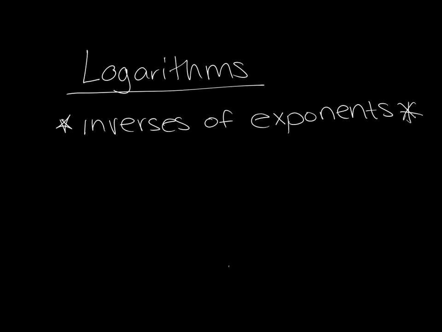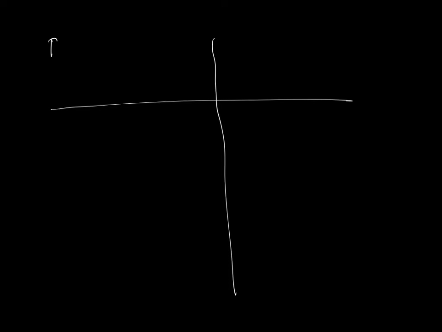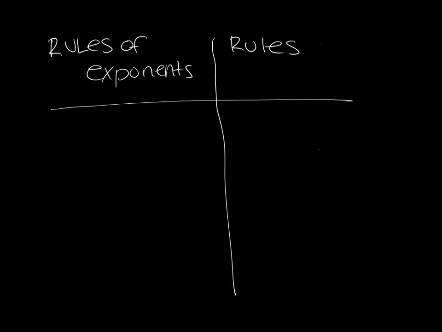So on the next page, create a table on your paper. And on this table, you're going to have, on one side, the rules of exponents. And on the right side, you're going to have the rules of logarithms. So what we're going to do is compare. I'm going to go through the rules, and then I'm going to do a couple examples, and then I am done with notes. Okay, so let's go for the first rule.